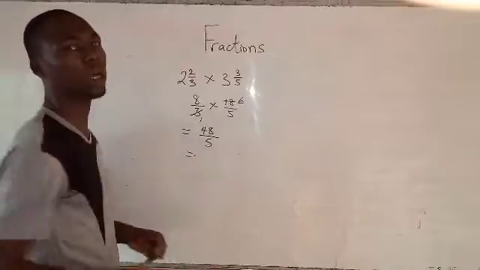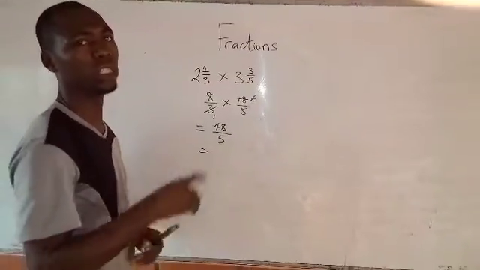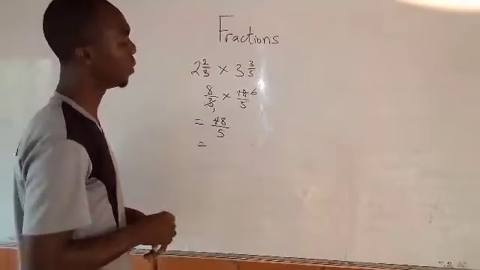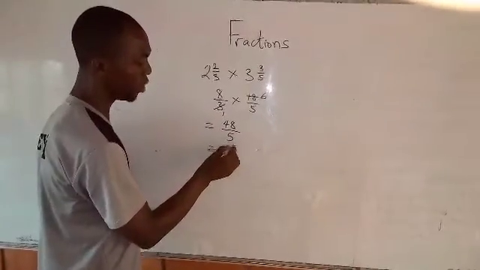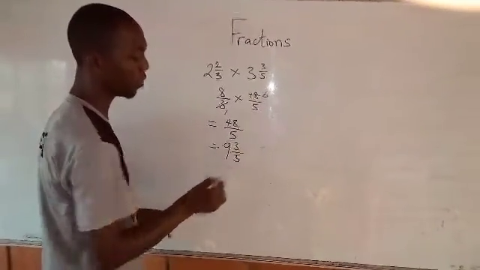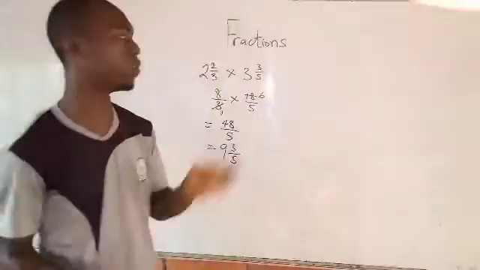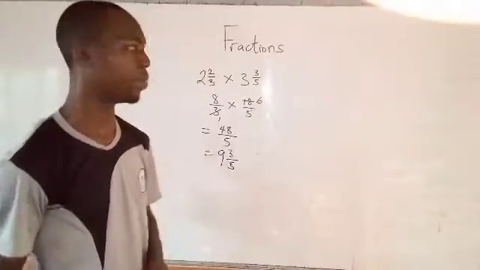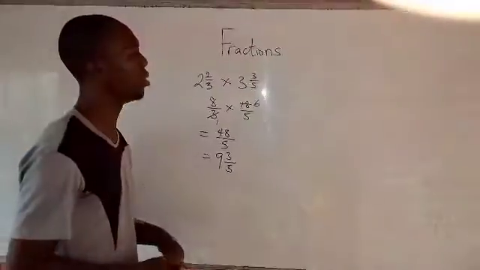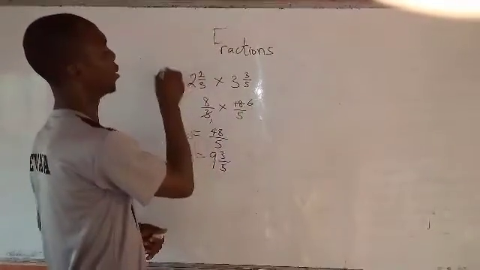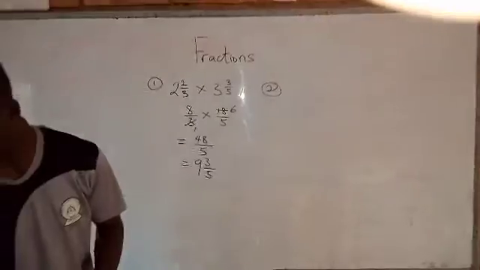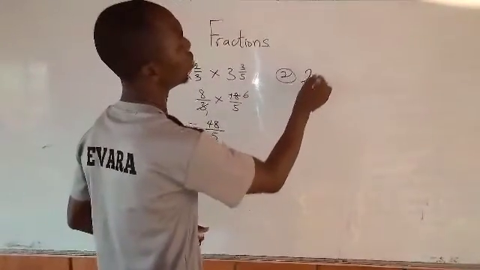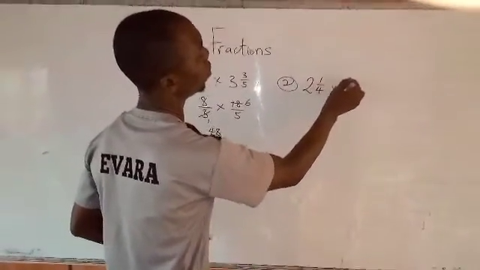This is an improper fraction, so we change it to a mixed number. 48 divided by 5 is 9, with a remainder of 3/5. So we have simplified this expression now by doing this. Let's take another example on multiplication: 2 1/4 multiplied by 5 1/3.